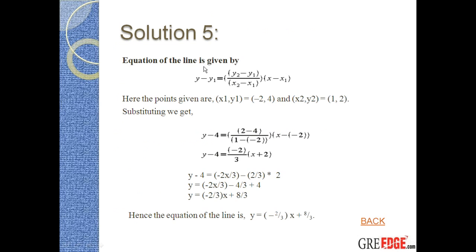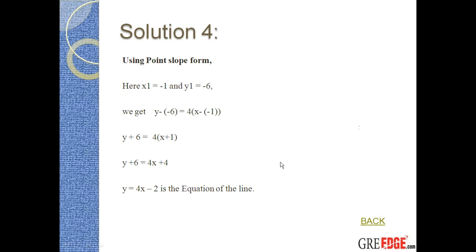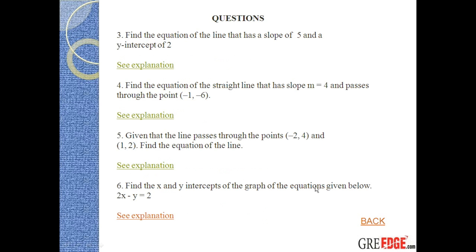So here the equation of the line is given as y minus y1 equal to y2 minus y1 by x2 minus x1 into x minus x1. So the points are substituted and you will get the answer as y is equal to -2 by 3x plus 8 by 3. It can also be written as 2x plus 3y minus 8 equal to 0. So many of you have got the right answers. Good. Shall we move on to the next question then?